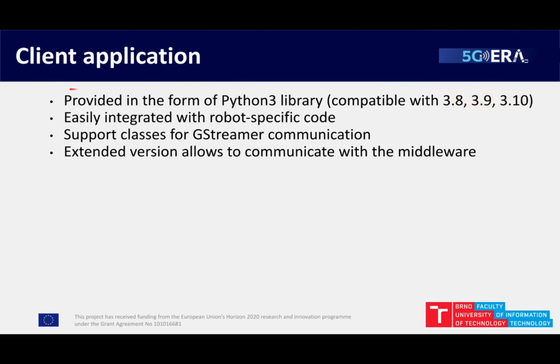This library could be easily integrated with robot specific code, so you can integrate this library inside your robot controller. It has support classes for GStreamer communication, so you can use it seamlessly. And we also provide you with the extended version of this client application, which allows you to communicate also with the middleware. So you can use the client library to actually deploy the network application using the middleware, and after that you can start the communication with the network application immediately.